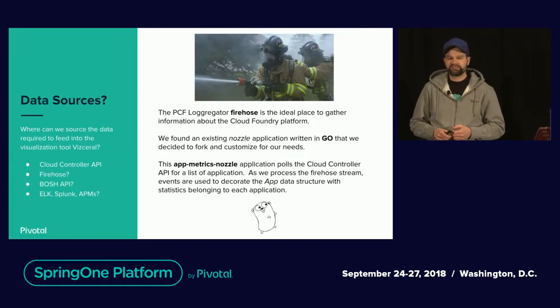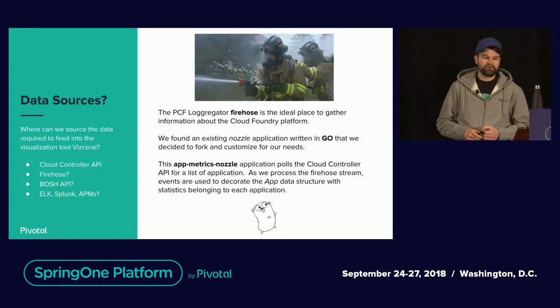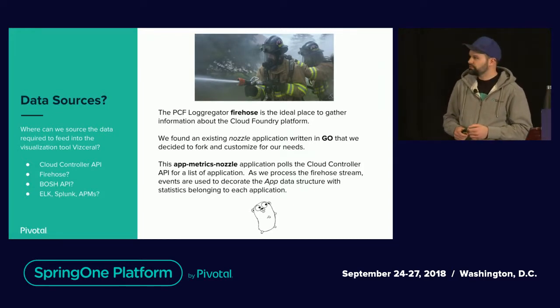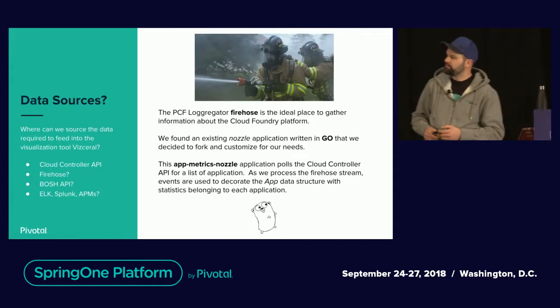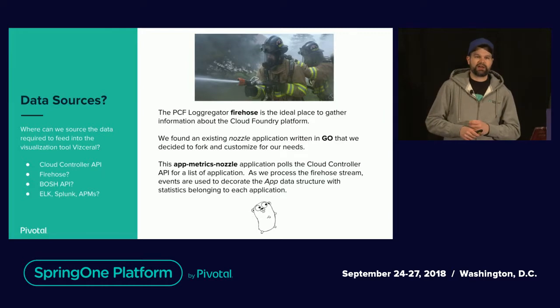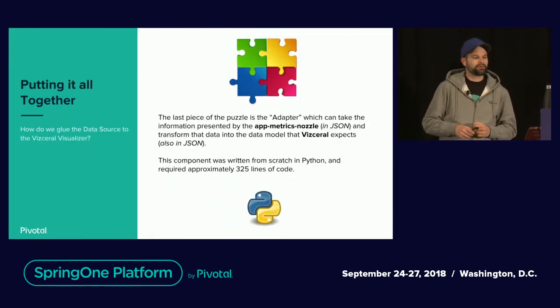But for the purposes of visualizing the platform, which is the goal of this particular prototype, we decided to start with the Cloud Controller API and the fire hose. So we took an off-the-shelf app metrics nozzle application that reads a list of applications from the Cloud Controller on some polling interval. And it also subscribes to the fire hose, and it decorates that application structure with metrics coming in from the fire hose. So this is where we get our picture of what's going on in the Cloud Foundry platform.